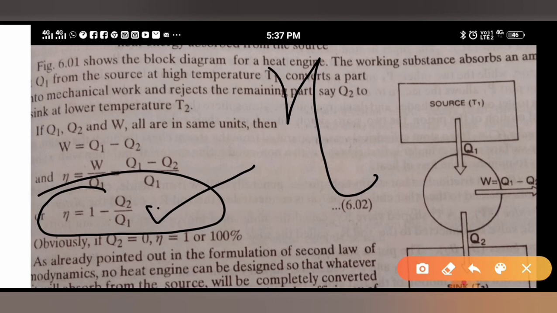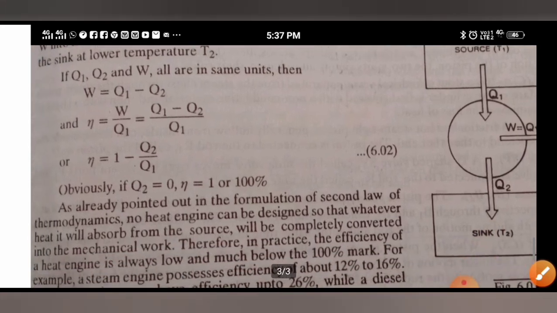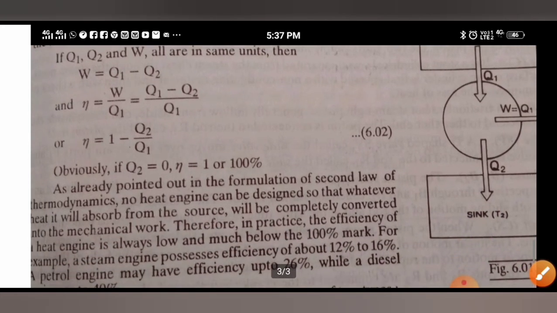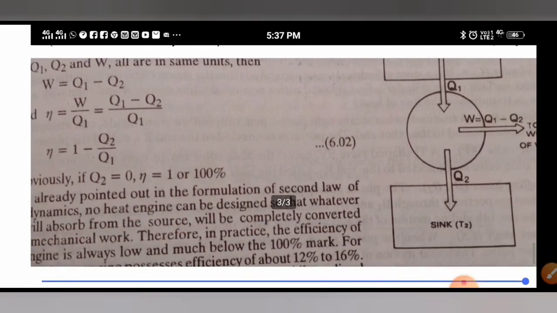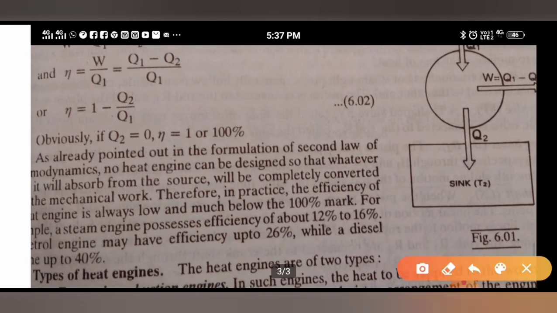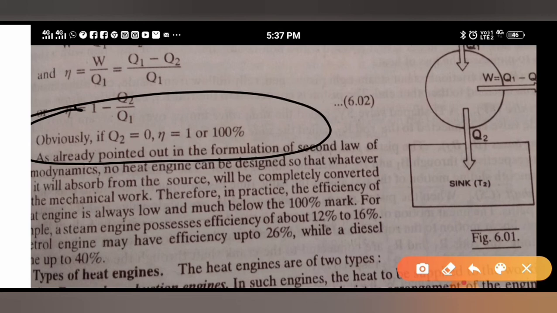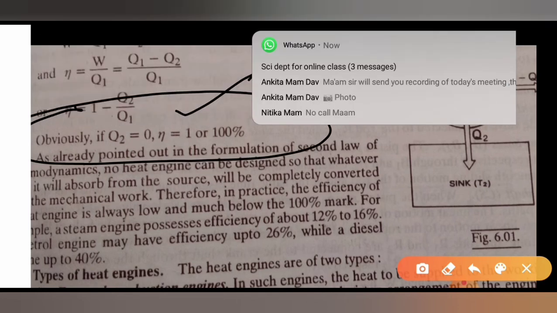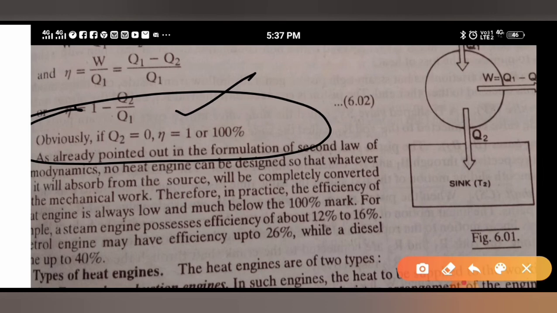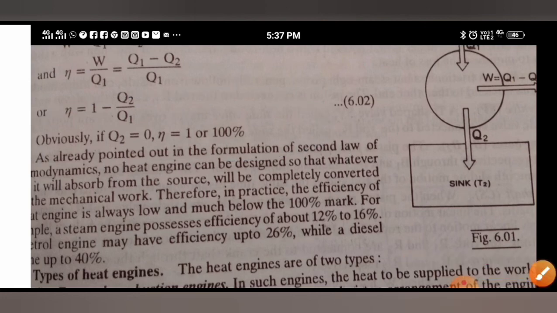Okay students, one more question comes in the exam: why the efficiency of a heat engine cannot be 100%. This is the answer: the efficiency of a heat engine cannot be 100% because if efficiency is 100%, meaning 1, then Q2 should be equal to 0, which is not possible. A sink at 0 degrees Celsius is not possible. That's why efficiency cannot be 100%. I hope it is clear to you all students.